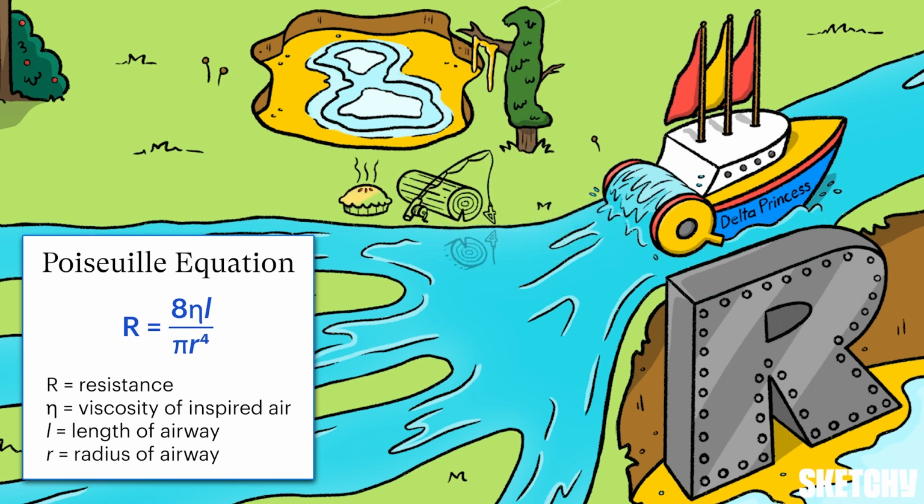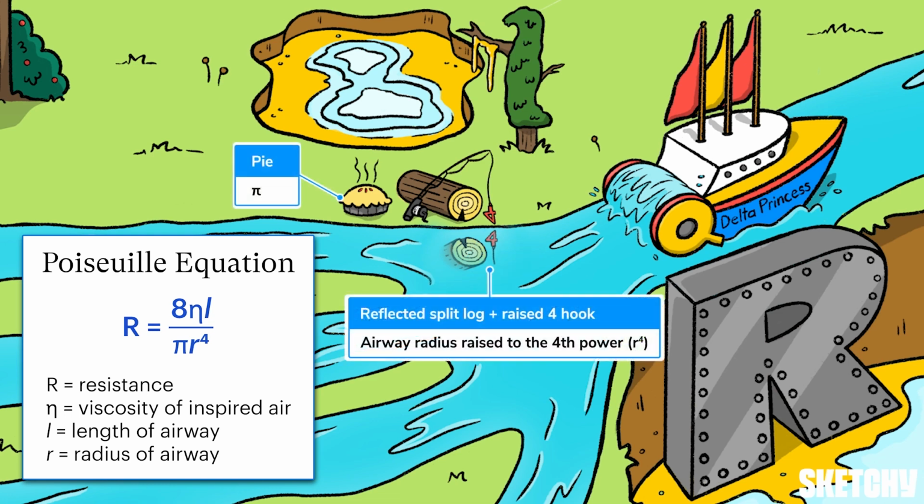The last and most significant factor affecting airway resistance is airway radius, which is inversely proportional, but raised to the fourth power. This is why beneath our viscous sap-leaking tree, you'll see the inverted reflection of a half or radius split log and a raised 4-shaped hook.